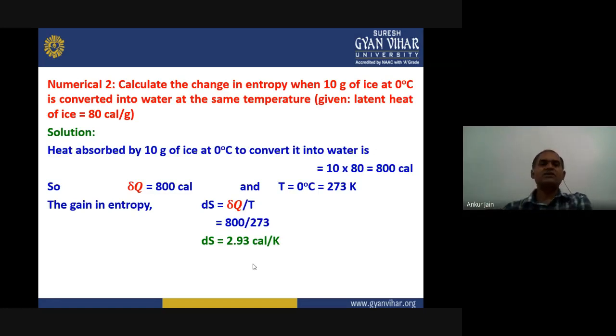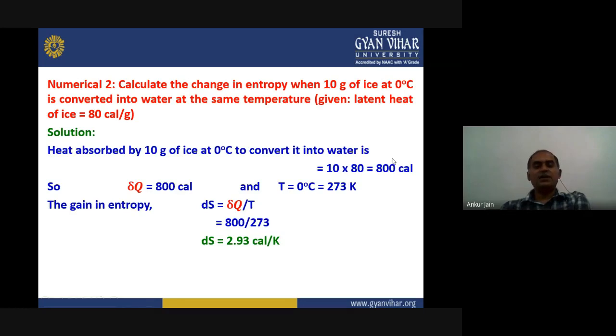So first we need to calculate the heat that is absorbed by 10 gram of ice to convert it into water, and that will be again equal to m into L, that is 10 gram into latent heat, which is given as 80 calorie per gram. So the total answer is 800 calorie. This way we have got the delta Q value.